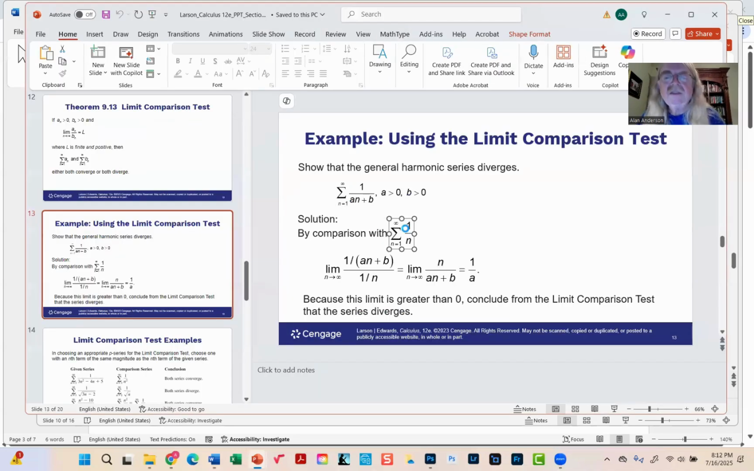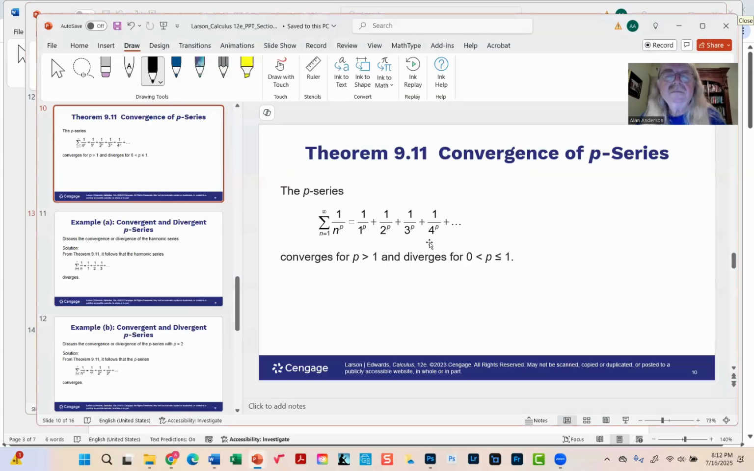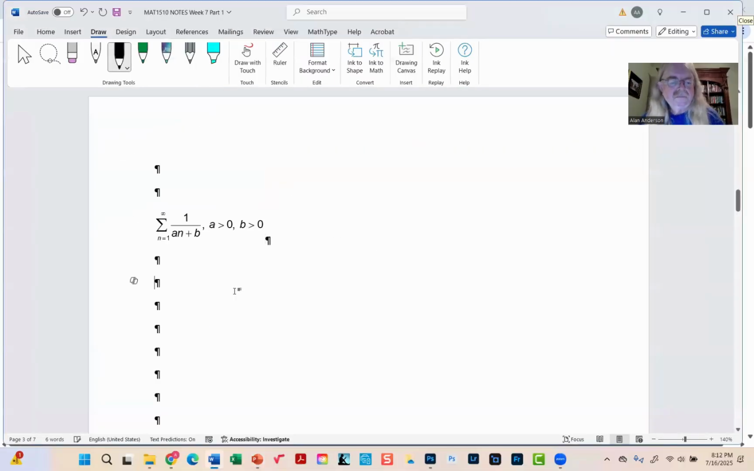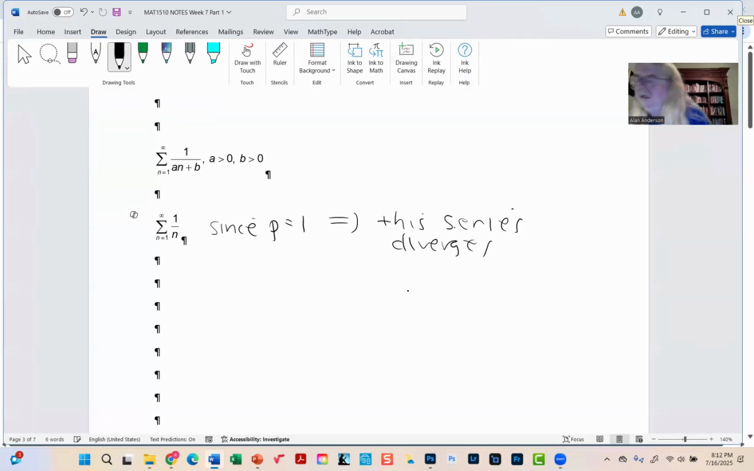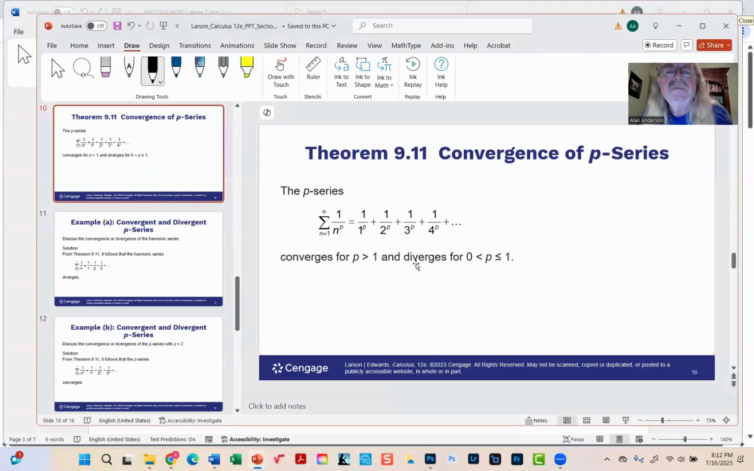Right, this one, yes, and this is, of course, a P series. But remember, this is the P series where we know that it diverges since P equals 1. This series diverges. All right, and that's going back to the last section. 1 over n to the P, in our case, P is 1. And according to this, that makes it a divergent series.